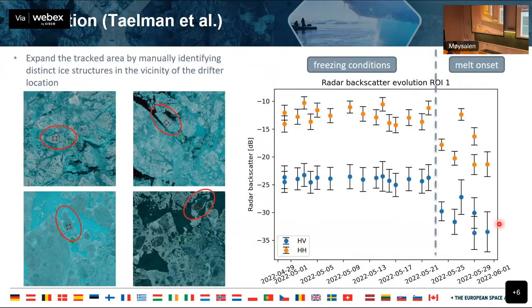And why did we want to do this also? Well, we wanted those time series that we talked about. If you have drifting sea ice with drifters deployed on it, you can actually track the same ice floe for a longer time period. So here is the result from one of those drifters, where you can see we have nice, stable radar backscatter in the freezing conditions. And then as soon as the melt onset starts, of course, everything drops. But we know that we are following the same ice floe, and we know which region it's in, and we know how much snow there was, we know how thick the ice is, and all of these things.